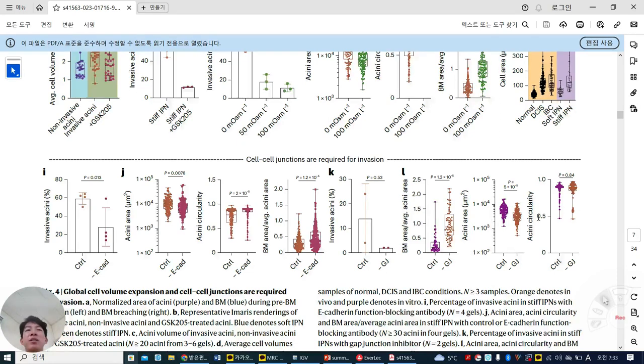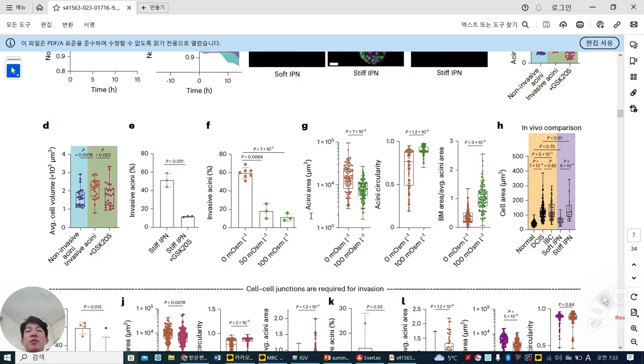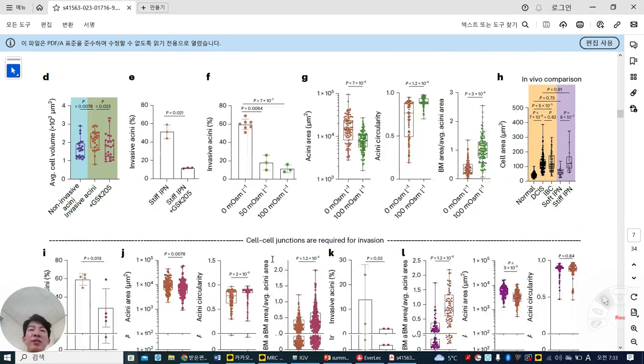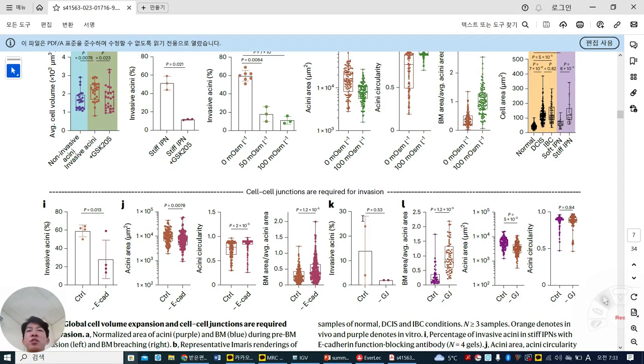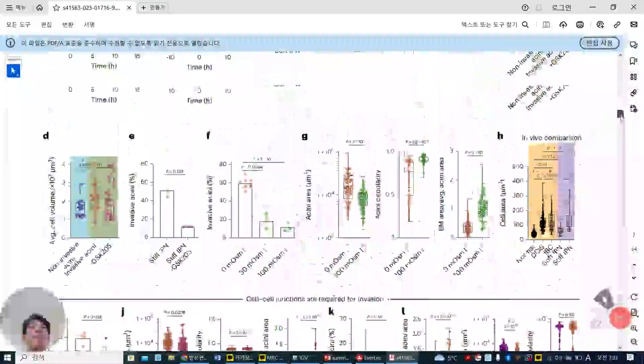So this panel, they want to say that cell volume is important, and then because from the osmolarity change, they confirm again, and then cell-cell junction is also required for invasion. But this is an already well-known phenomenon in single cell level. They confirm again in collective cell. Why is cell volume increased? Why?